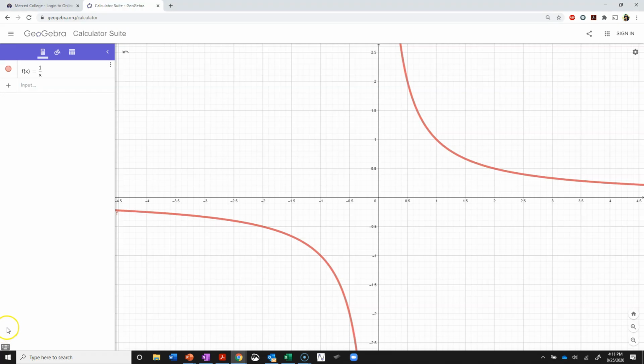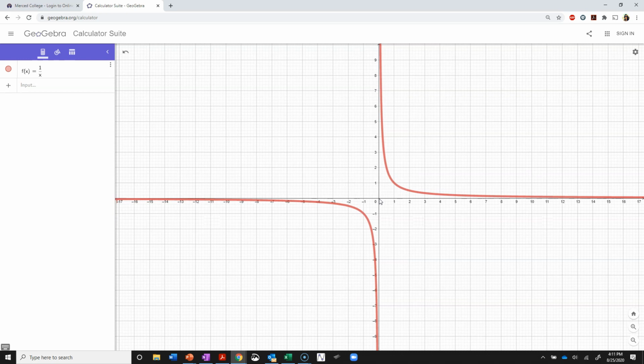I have the graph of that function on the screen. I've typed in f of x equals 1 over x, and GeoGebra has graphed that for us. And we can see that this is quite different than the last function that we saw, because one side of the function is going down to -infinity, and the other side of the function is going up to +infinity. And so we can see that this is not like the green function that we first saw. We have one side going up, one side going down.